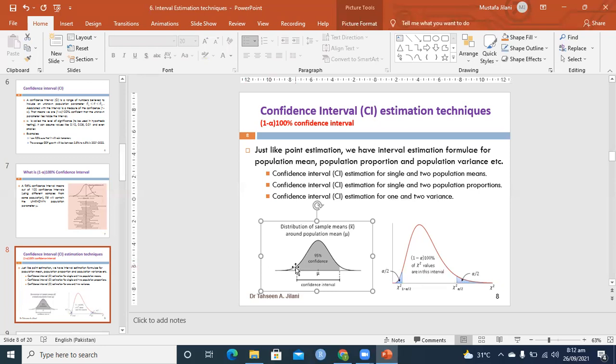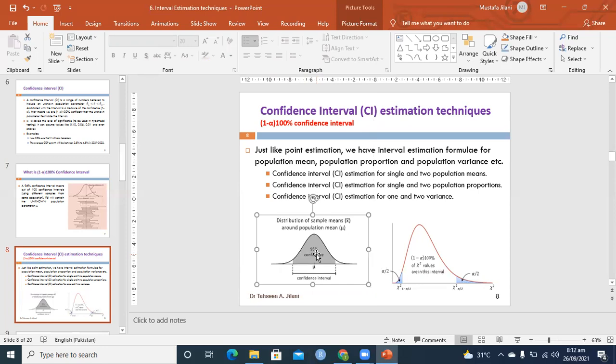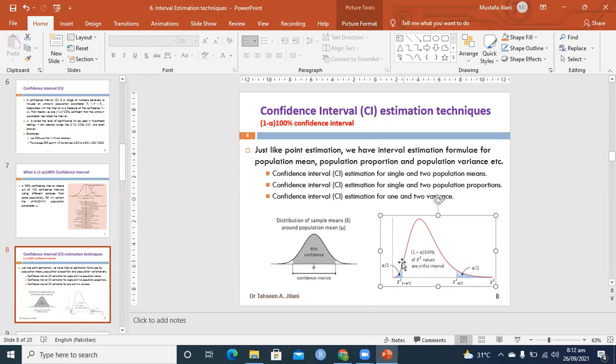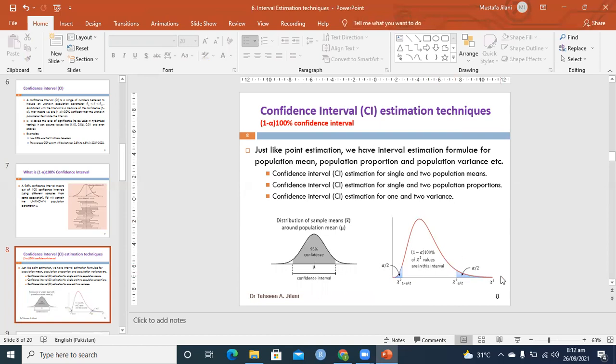When we talk about a confidence interval for the mean, you know from the central limit theorem that the sampling distribution of the sample mean is a normal distribution. So when we need to work out the confidence interval formula for mu, we have to use the central limit theorem and a normal distribution. But when we talk about a single variance or multiple variances, you know that variance cannot be negative. It can have a value from 0 to infinity.